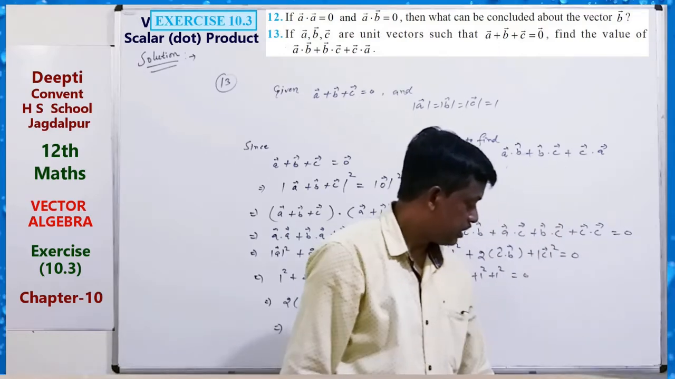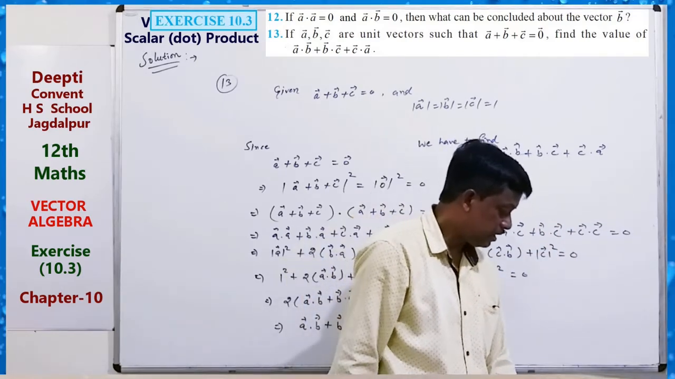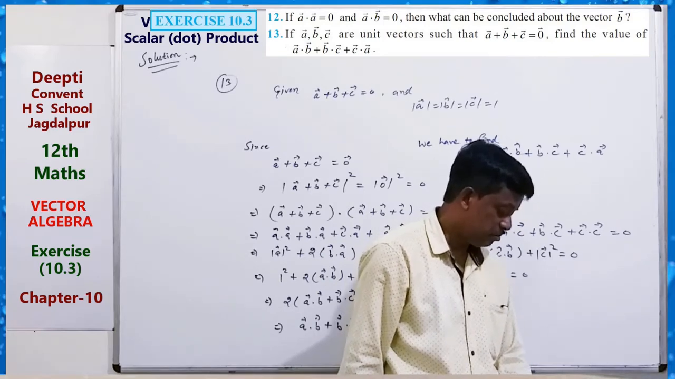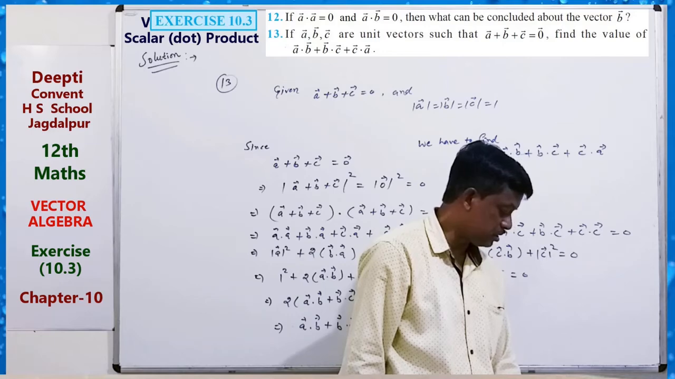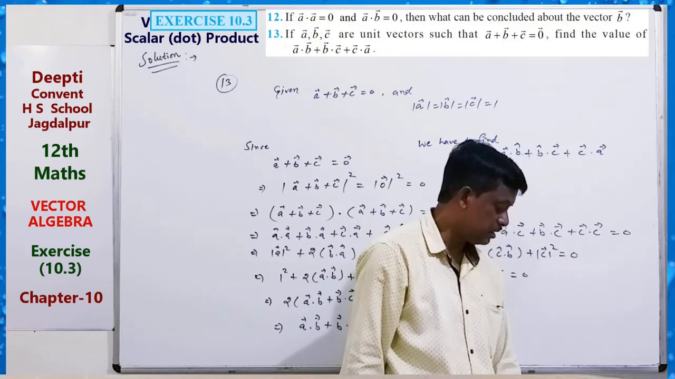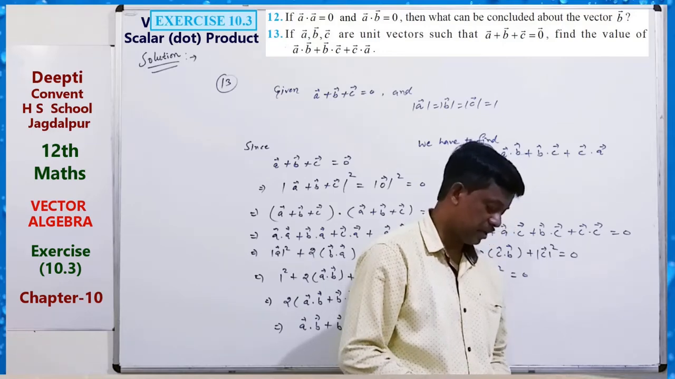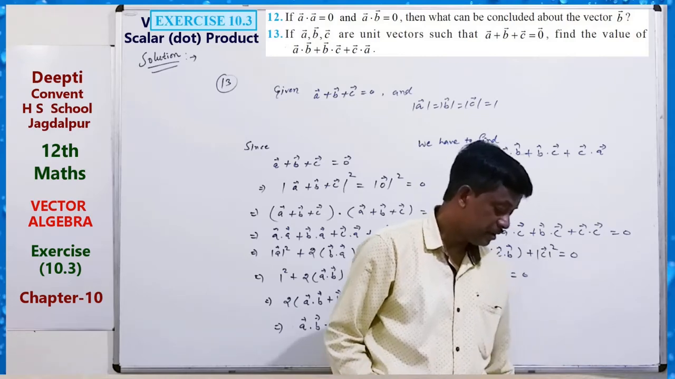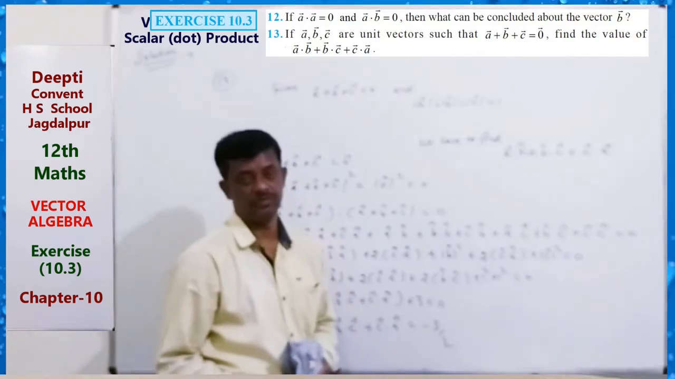Okay, now question 14. If either A equals 0 or B equals 0, then A dot B equals 0. But the converse need not be true. Justify your answer with an example.